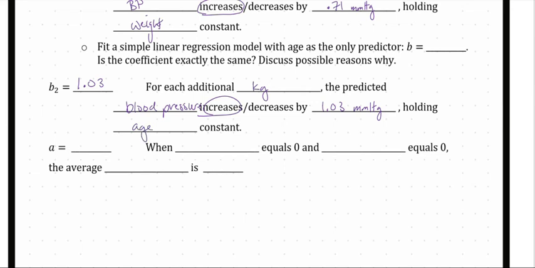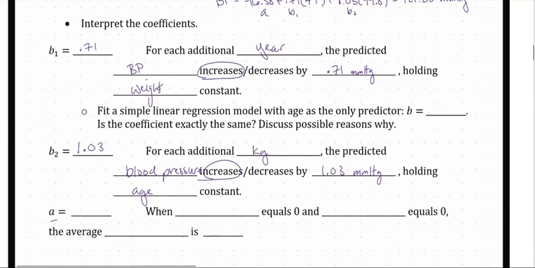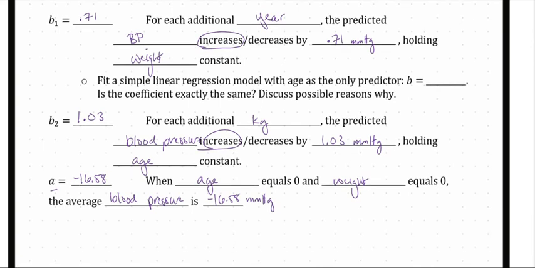And then finally, our intercept, A, is negative 16.58. When age equals 0 and weight equals 0, the average blood pressure is negative 16.58 millimeters of mercury. Is this a correct interpretation? Yes, but we also know that this is an example of extrapolation.